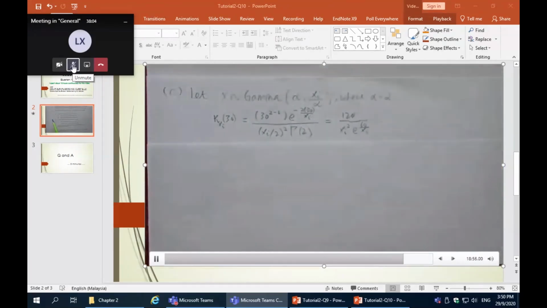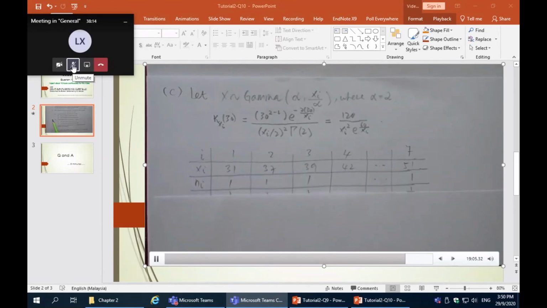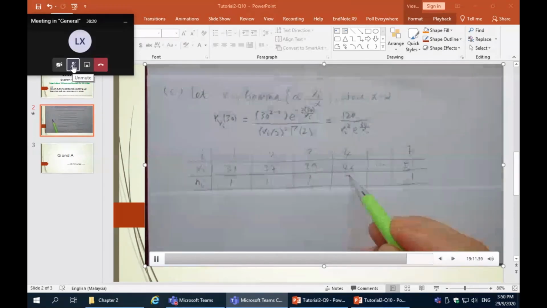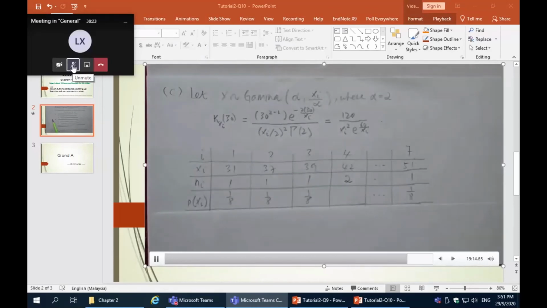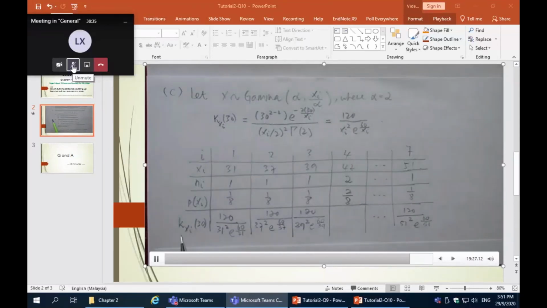So I will have the following. This is the data given from 31 to 51, and the number of observations are all 1 except 42, which is repeated twice. And the probability of each data is 1 over 8 except 42, where the probability is 2 over 8. And next is the kernel density value at 30 based on each data here. So we will have this by substituting all the x values inside here. We will have all these values.